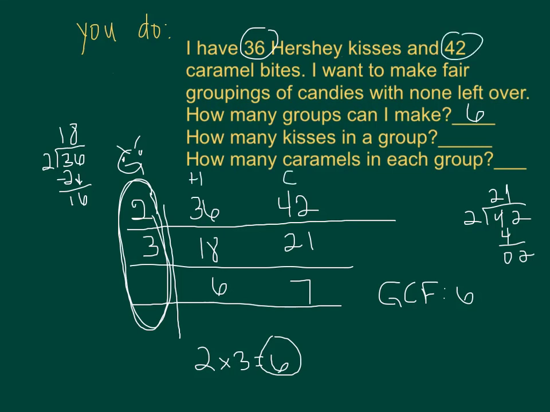So how many kisses in each group? Well, I looked down the 36 row, and what I ended at is 6. So each group is going to have 6 kisses, and then each group is going to have 7 caramels. And it'll be fair groups. Everybody will get 6 Hershey Kisses and 7 caramels, so nobody will be fighting with each other. So that is the answer to this one. This is GCF, and this is the type of thing you use it for. Hopefully that clarifies this a bit. You have 3 practice problems on your tutorial sheet, so go ahead and give those a try.